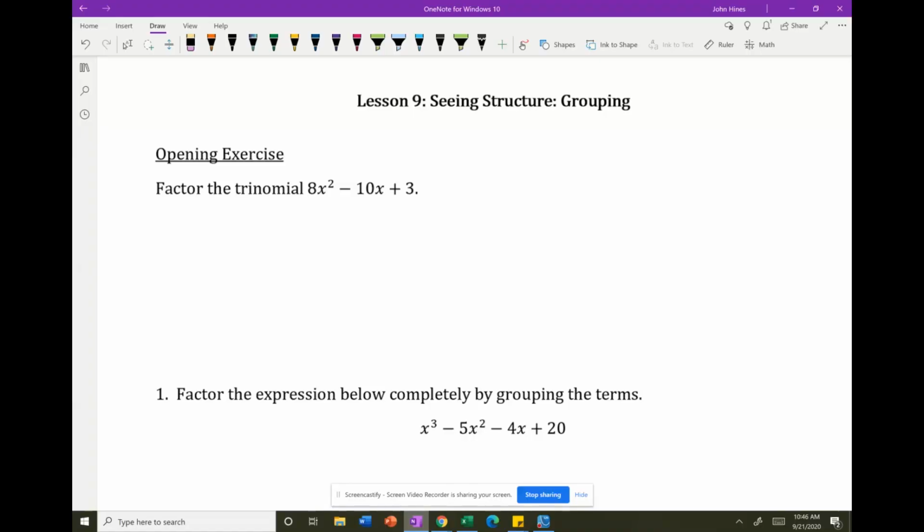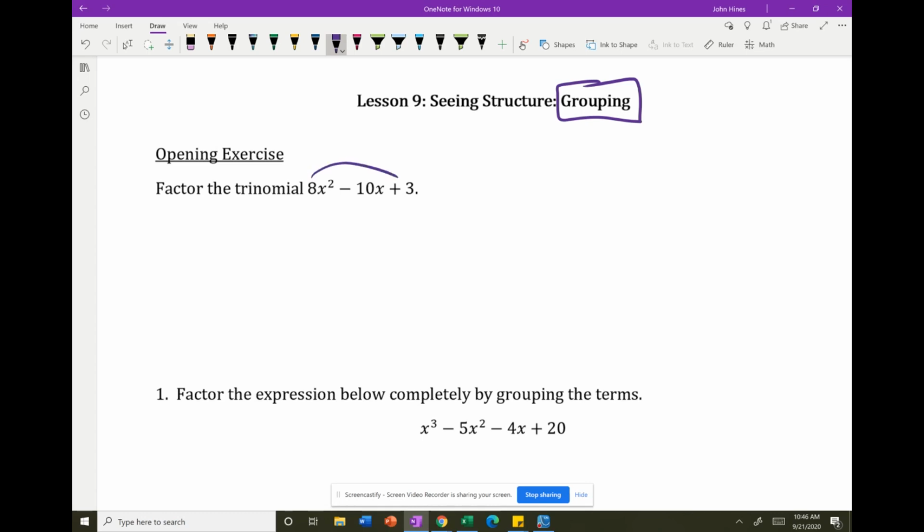Time. Hi everybody, welcome to lesson 9 here, where we're going to talk about a factoring strategy called factoring by grouping. So before we get into that, let's review how we factor a trinomial. So I need you to factor me 8x squared minus 10x plus 3. So pause the video and factor that trinomial for me.